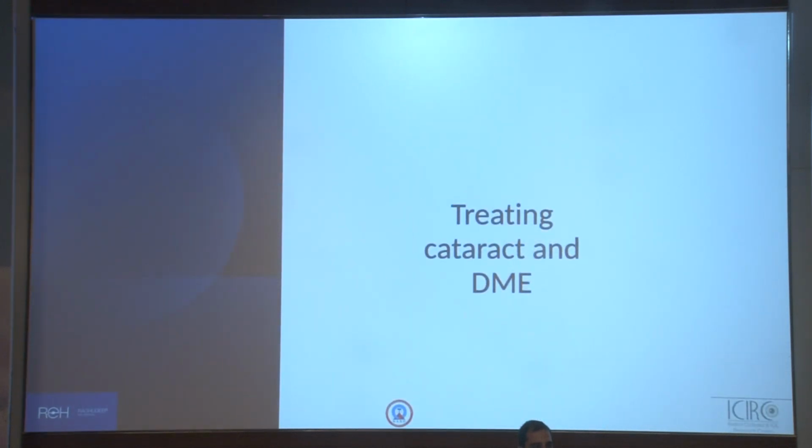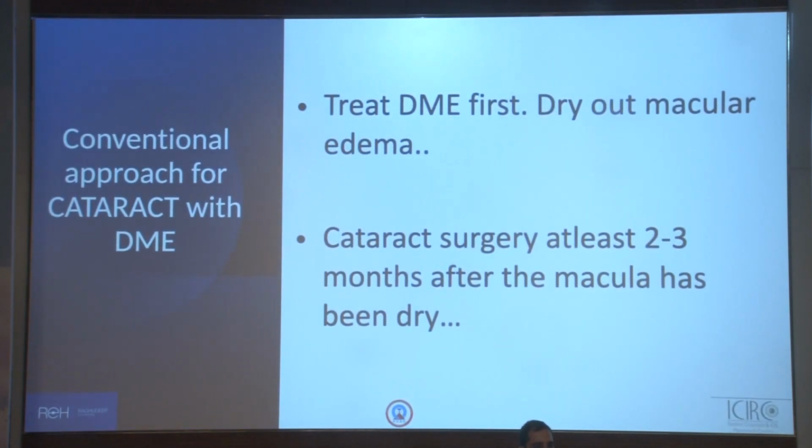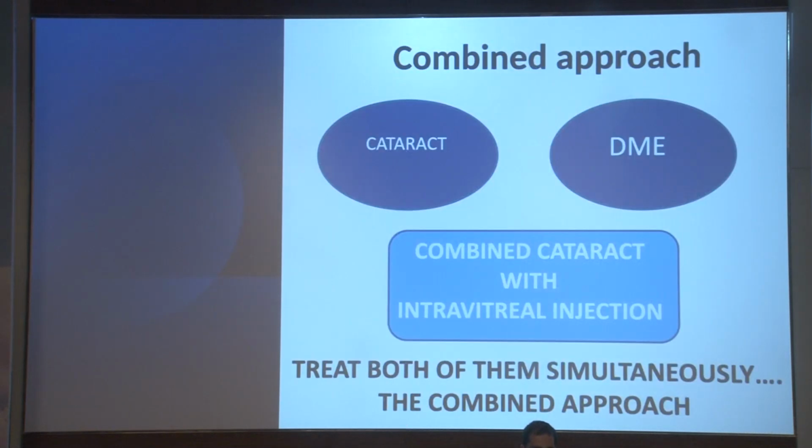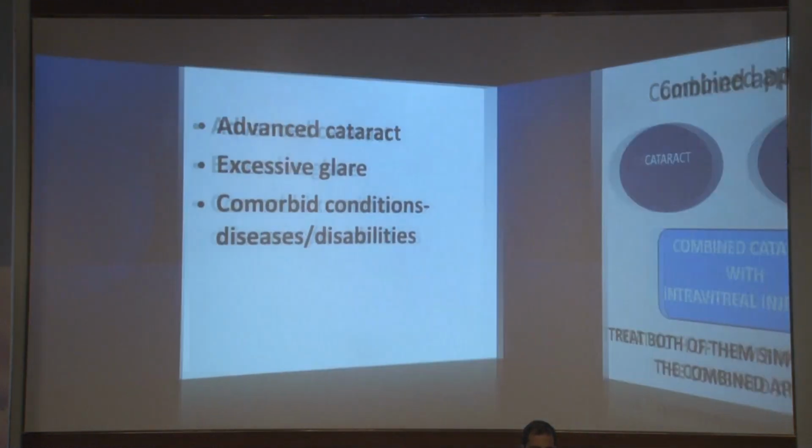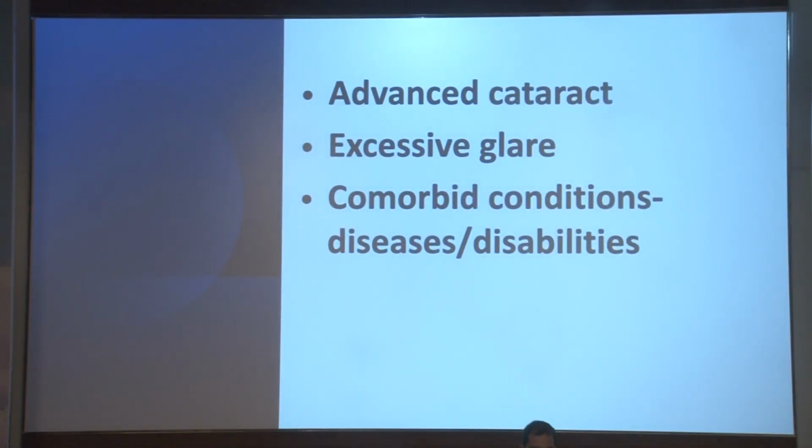Now we come to our main discussion, that is treating cataract and DME together. There are two approaches for cataract and DME. The first is the conventional approach, in which we treat the diabetic macular edema first by giving appropriate intravitreal injections or lasers, and do a cataract surgery 2-3 months later once the macula is absolutely dry. The other is the combined approach, in which we treat cataract and diabetic macular edema with appropriate intravitreal injections. These are some candidates who are good candidates for combined approaches.